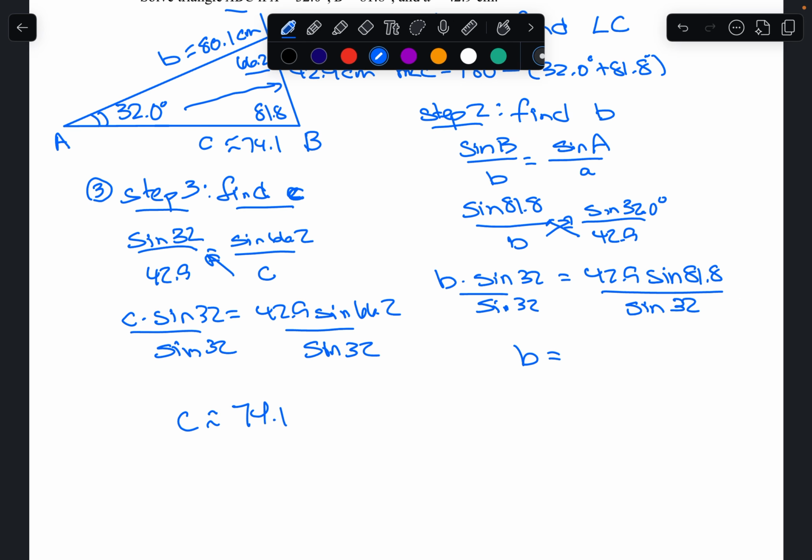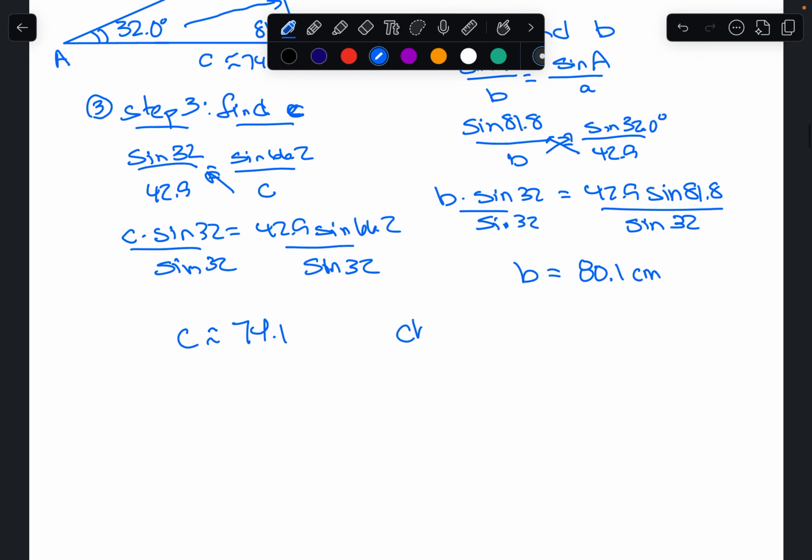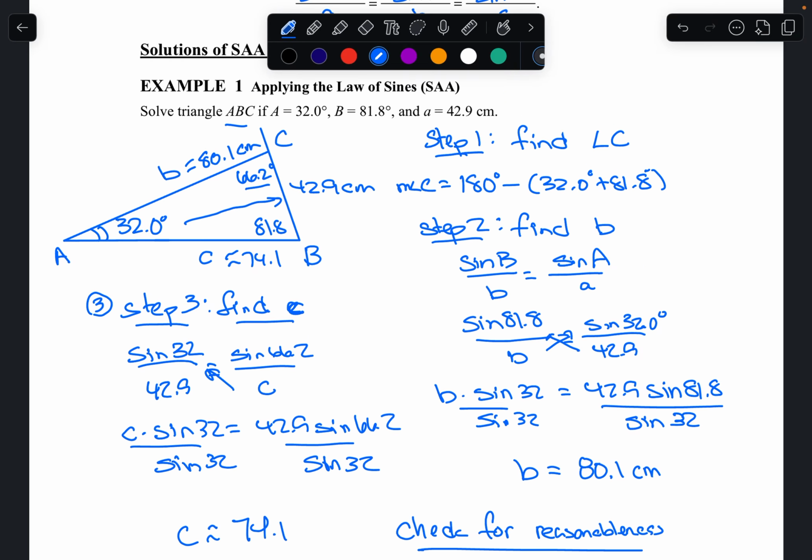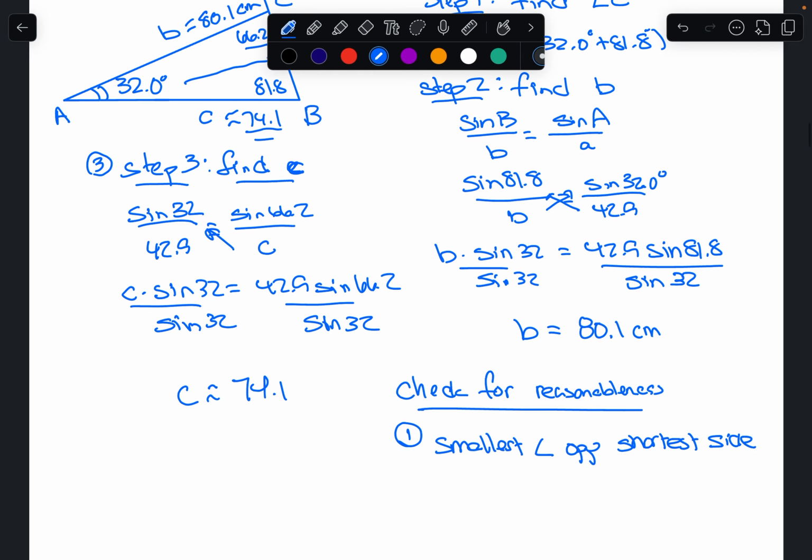Now, when I'm done with this, I'm going to step back for a second, and I'm going to make sure that it's reasonable. So your check for reasonableness are two things. One, the smallest angle is opposite the shortest side. Well, let's take a look at our diagram. 42.9 is the shortest side. It's opposite 32, the smallest angle. 66.2 is the middle angle, if you will. 74.1 is the middle side length. Yeah, the triangle makes sense from that standpoint.